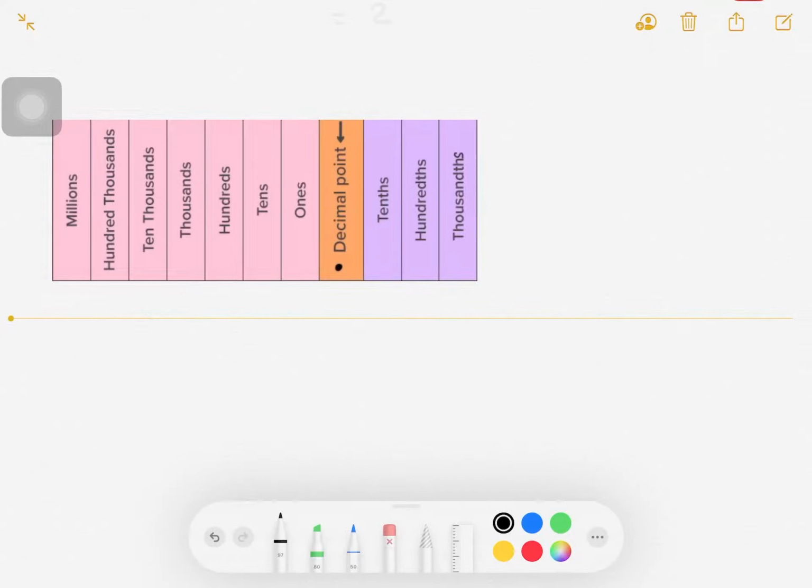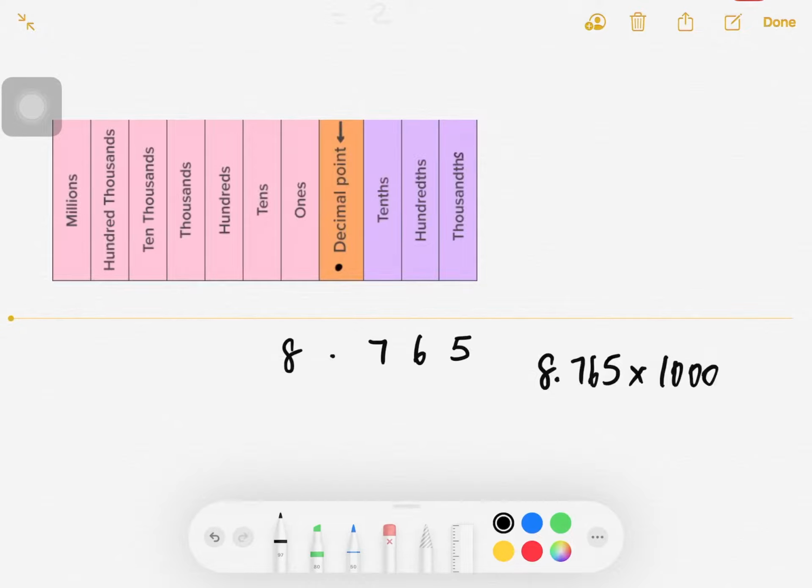Okay, so let's say I have 8.765. I want to multiply by 1,000. Let me put it on the place value chart. I have 8.765. So 5 thousandths, I multiply by 1,000, I get 5,000 thousandths.